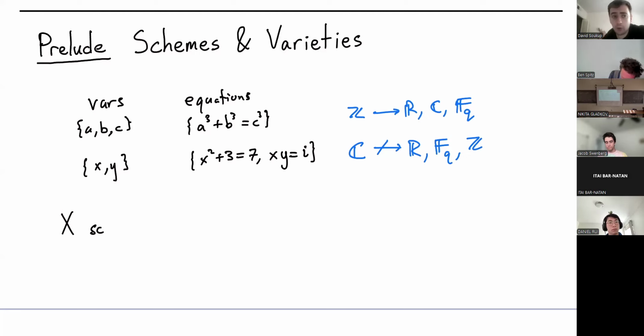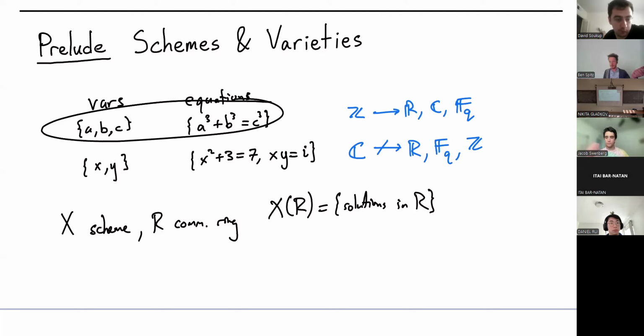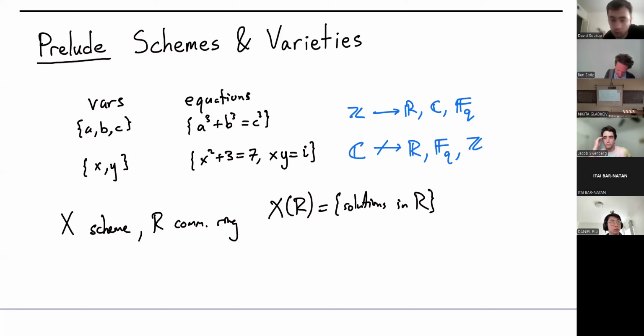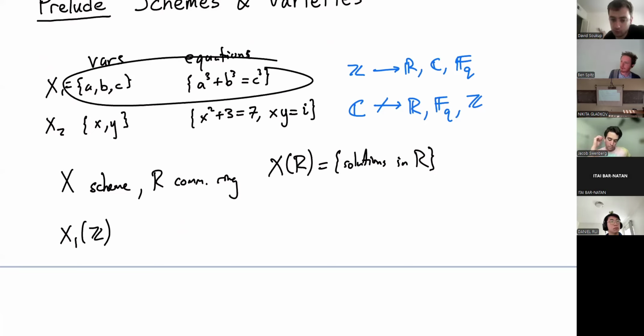If X is a scheme and R is a commutative ring, then X of R is the set of solutions in the ring R. So by the scheme, I mean this pair of data, the names of variables and the syntactic equations with coefficients in whatever base ring I started with. And so if I called this guy X1, let's say, and this guy X2, then I could think about, what is X1 of Z? What are the integer solutions to the system of equations?